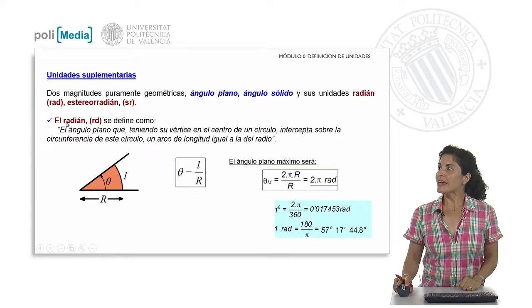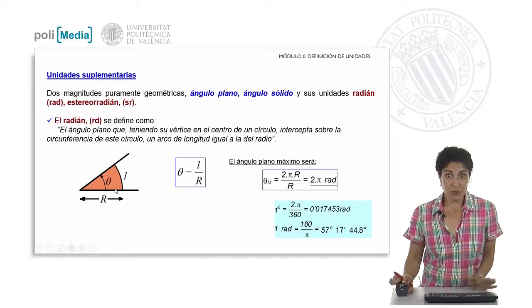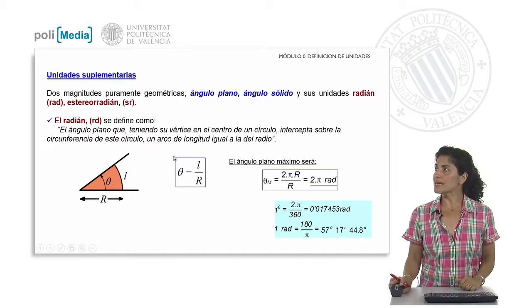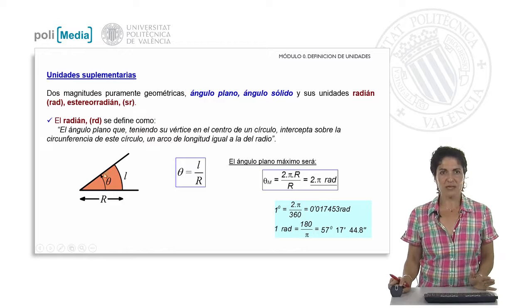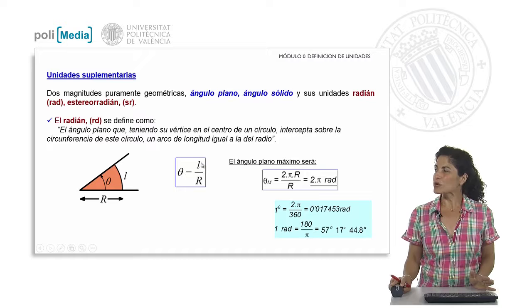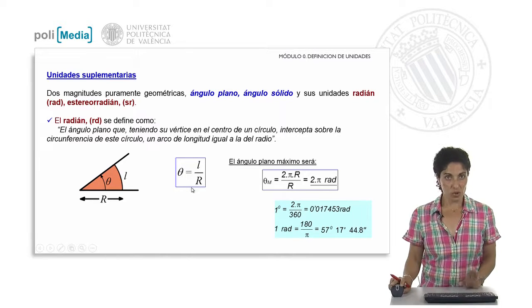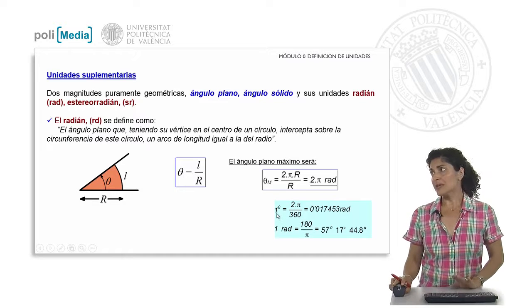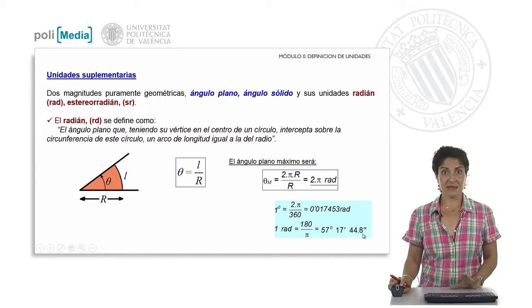These supplementary quantities are the case of the plane angle and the solid angle. The plane angle, which I think is familiar to all of us, could be defined from the plane angle that, having its vertex at the center of the circle, intercepts on the circumference of that circle an arc related to the radius. The drawing is quite explanatory, and the relation between the angle, the arc, and the radius is given by this algebraic expression. The units are radians. And we have the relationship between what would correspond to a sexagesimal degree with radians, or a radian with the sexagesimal degrees?